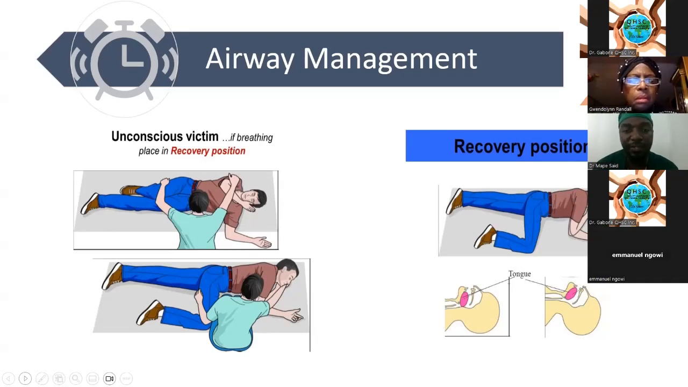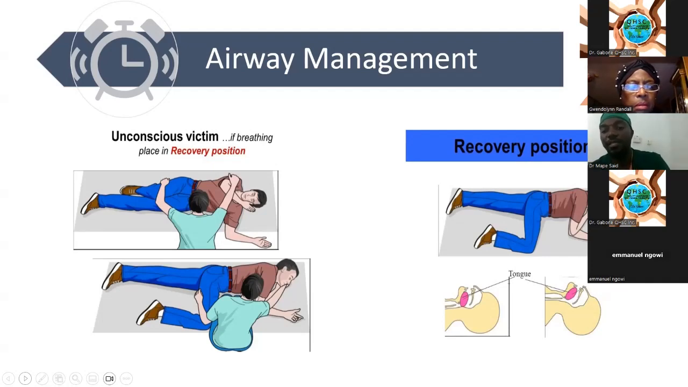So in this position, you are sure, first of all, that the tongue is not falling back to obstruct the airway. And if the patient produces a lot of secretions, they will not go into the esophagus or into the trachea. So the patient will also be free from obstruction in this position. This position is called the recovery position.